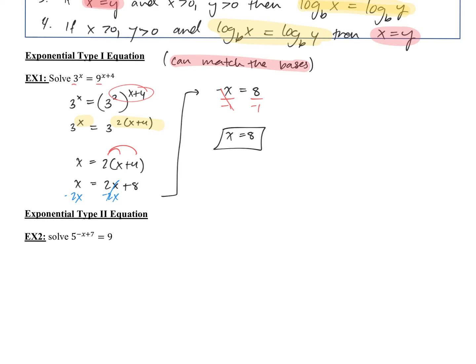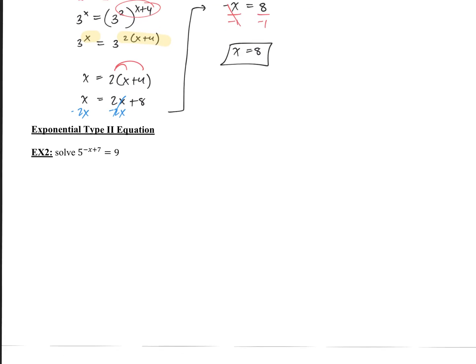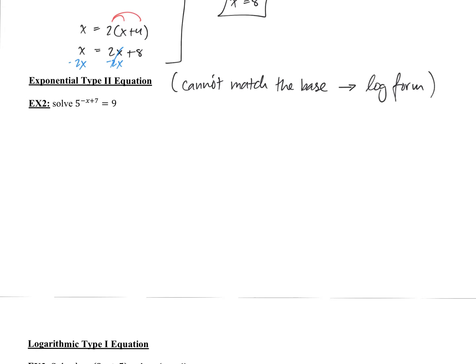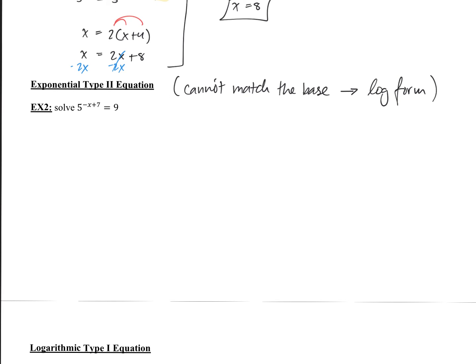Let's take a look at the next one, which I consider a type 2 equation. Now what happens in a type 2 equation? This is when you cannot match the base. So what is the plan if you can't match the base? You're going to go to log form. If things aren't working in exponential form, you move to log form. So let's take a look at this problem here. Is it exponential, first off? Well, it is. The variable's in the exponent.